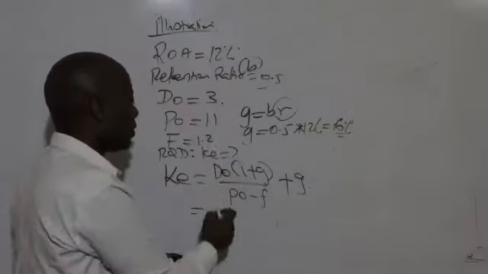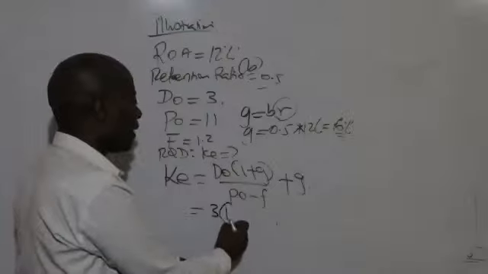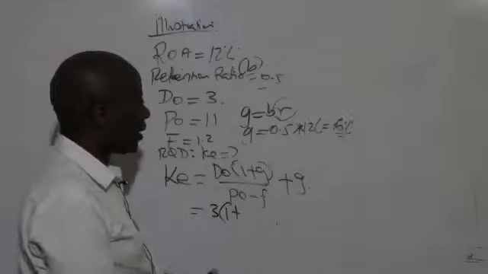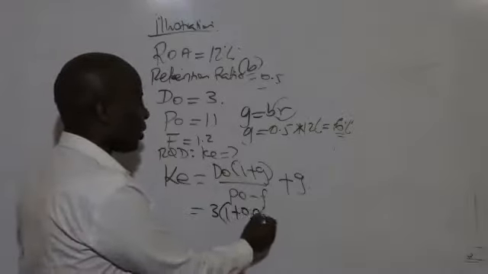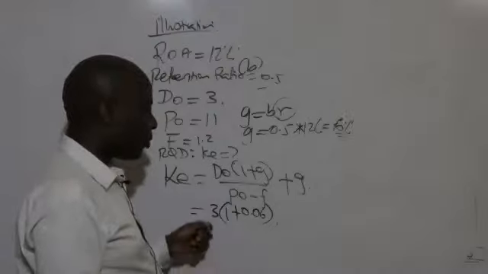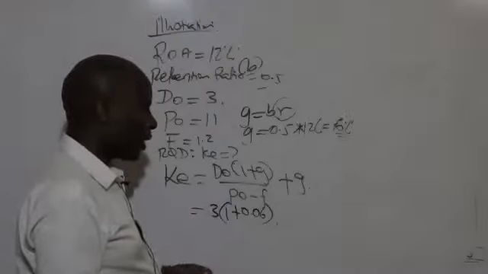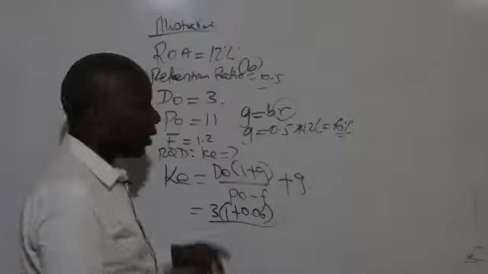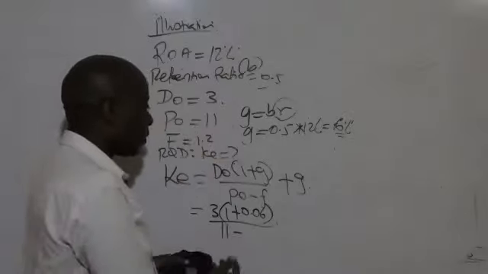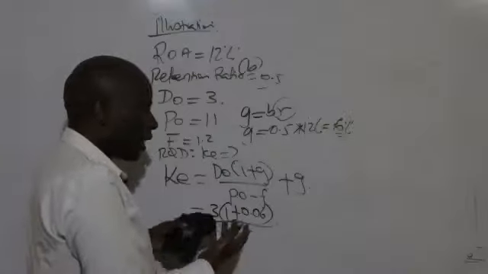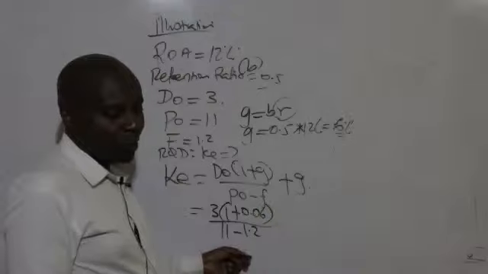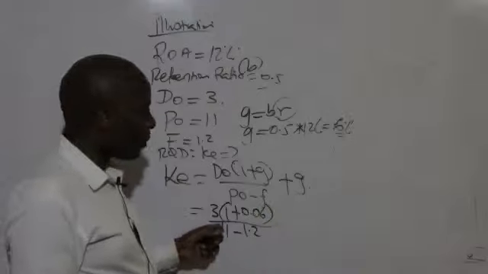So the D0 is 3. We have in the brackets here 1 plus the growth rate. And the growth rate happens to be 0.06, right? All over P0. P0, ladies and gentlemen, which is what here, 11. But now remember, this time around, we are not very fortunate. For us to be able to sell our shares, we must float them up at a cost of 1.2 per share.